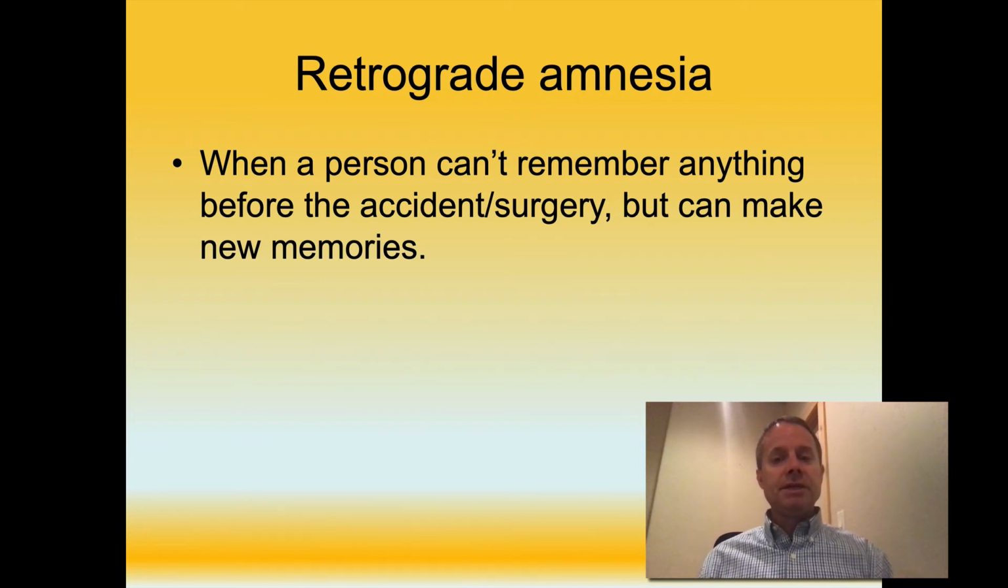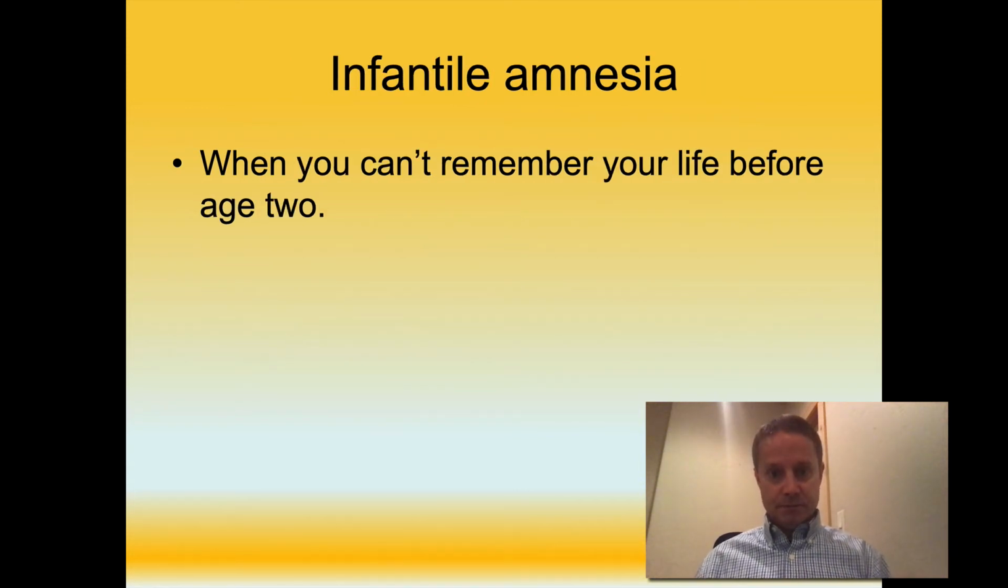There's also a type of amnesia that all of you suffer from, and you may not even know it. It's called infantile amnesia. This is when you can't remember anything in your life before about age 2, maybe 2.5. So everybody experiences infantile amnesia unless you have some super ability to have memory, but almost everybody has this. And scientists aren't sure exactly why this happens, but nobody can remember life before about age 2.